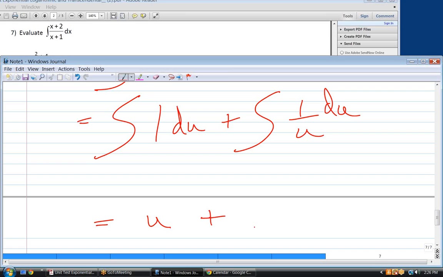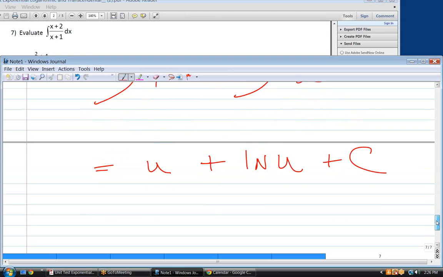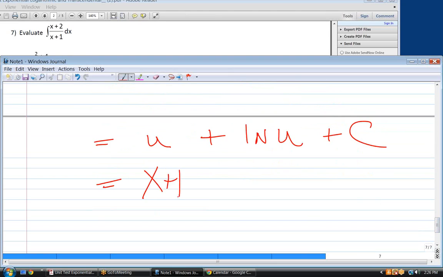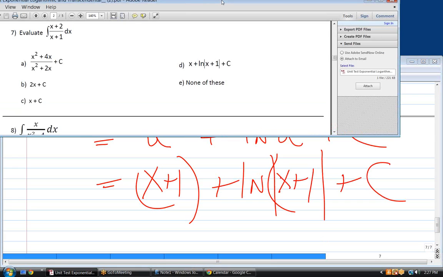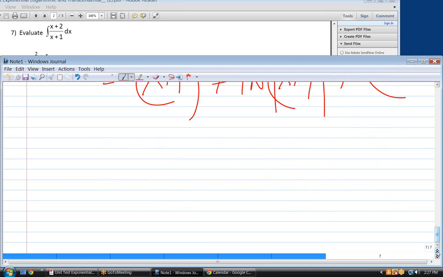A u, actually, plus the natural log of u plus c. And then when we put u back in, we put the x plus 1, plus natural log of x plus 1 in absolute values, plus c. Didn't we determine last time that we counted the first plus 1 as part of the c? Yes, and that's how we get d. In other words, this c is some indeterminate c, so any time we have a c, we are fine.